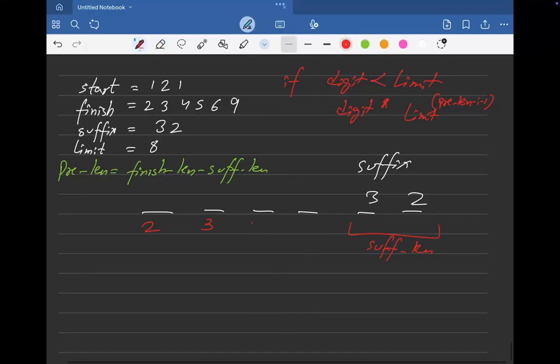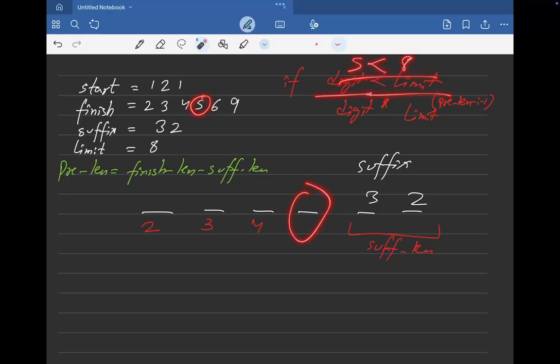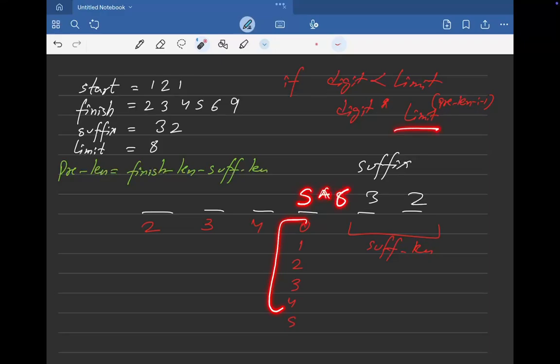Let's continue. We have 4, then we have 5 in this case. Again 5 is less than 8. Again I have different choices. If I place 5 here, I have 5 different choices, which is my digit. Multiply, limit is 8, and this is current digit 4 minus 3 minus 1, which is 0.